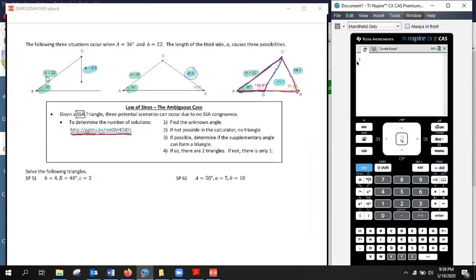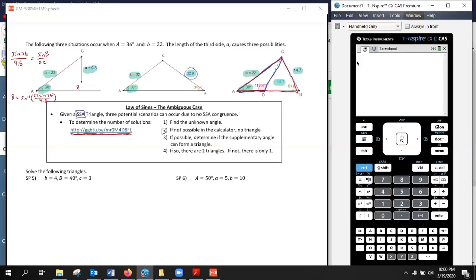For instance, if we take a look at this triangle here, I will use the law of sines on it. If we say the sine of 36 over its opposite side of 9.5 equals the sine of, there is no actual angle B here, the sine of B over 22. If I solve for B, B would equal the inverse sine of 22 times the sine of 36 all over 9.5. Let's throw that into the calculator.